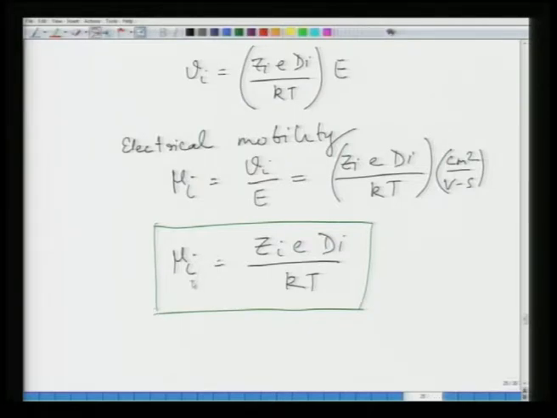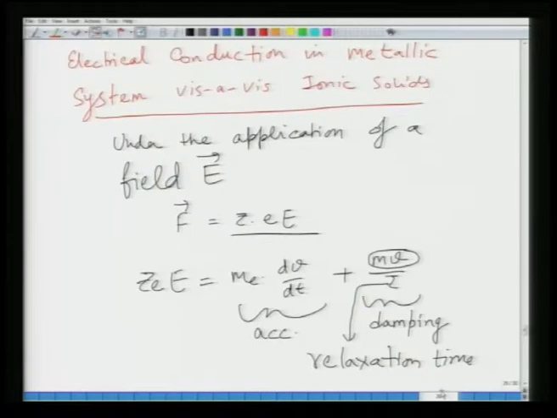So this is μi equal to Zi e Di by kT, because we know that in the case of electrons, μ does not depend upon diffusivity, as I will come to in a minute. And here you have this dependence on temperature and diffusivity. So this is your μi for ionic systems in case of ionic defects.